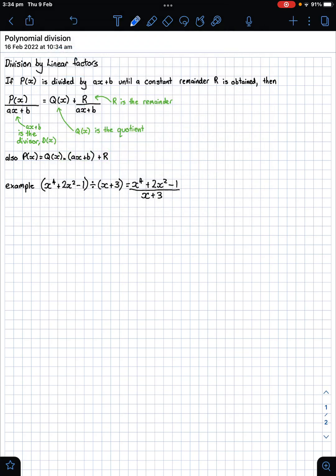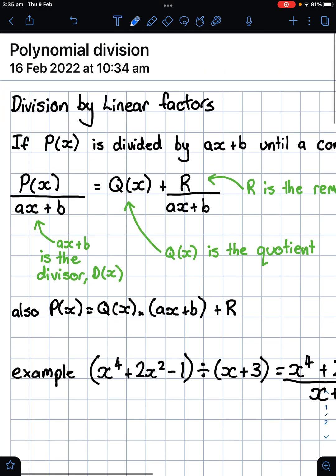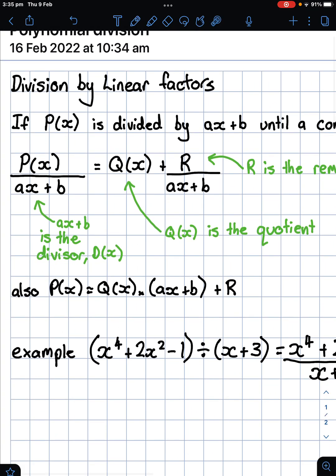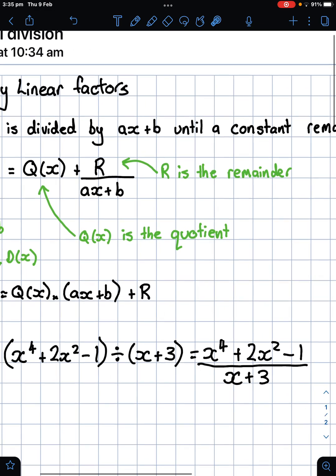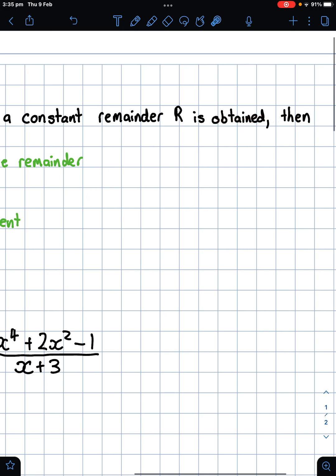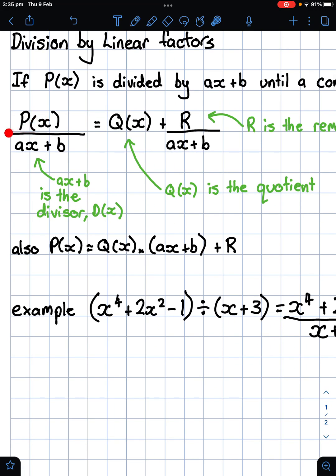All right, so we're going to start by looking at polynomial division, which I know we've been very excited for. The first one we're going to look at is division by linear factors. This means that if a polynomial, P(x), is divided by a linear factor, ax plus b, until a constant remainder r is obtained, then we have this formula: P(x) over ax plus b equals a quotient plus the remainder divided by this factor.